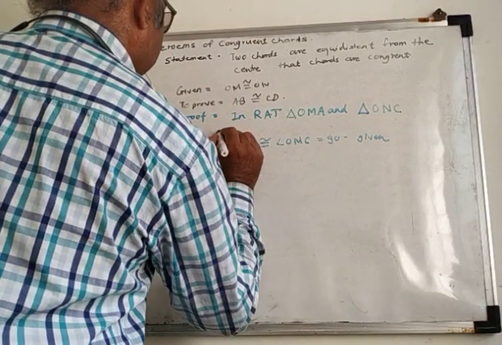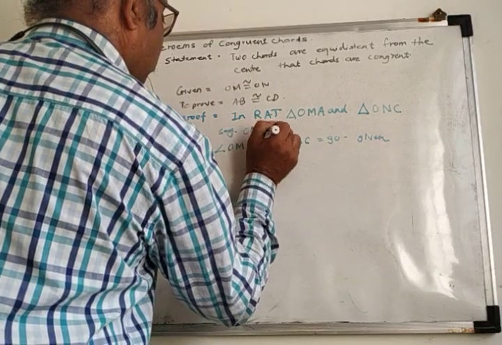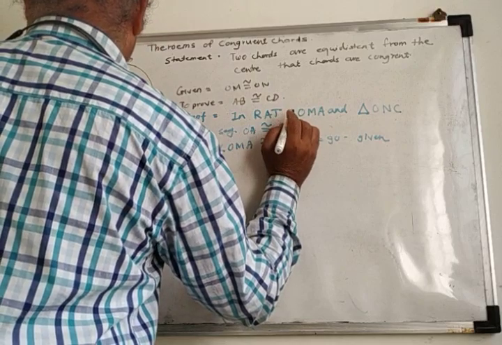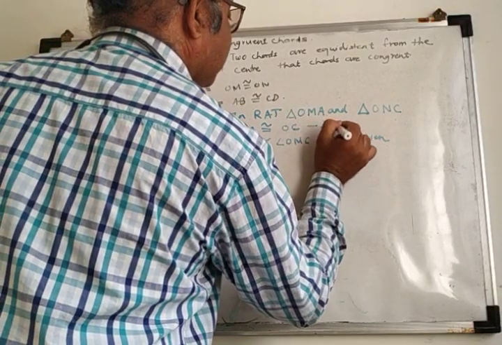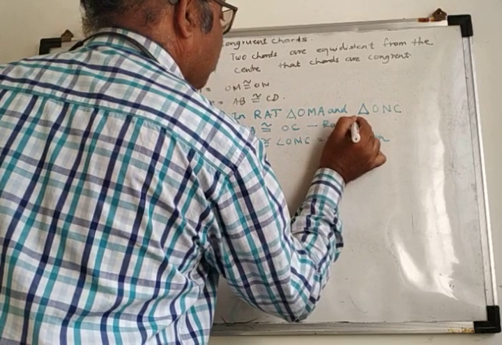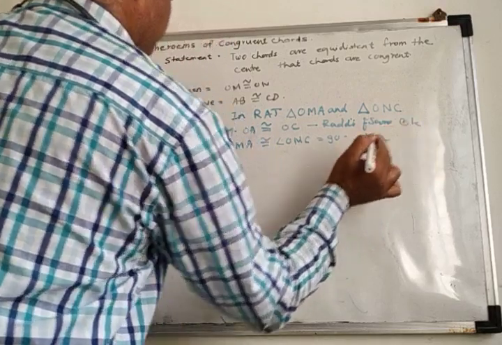Here we can say segment OA is congruent to segment OC. Why? Because they are radii of the same circle. Radii of the same circle.